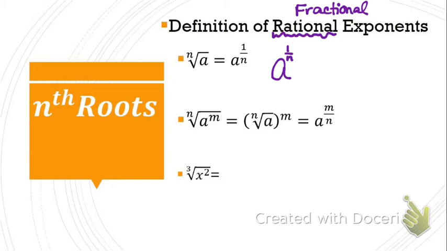If I have an nth root of a to the m power, that is equivalent to the nth root of a, the whole thing taken to the mth power. When I write this as a rational exponent, my index goes down on the bottom of my fraction, and my power is my numerator.